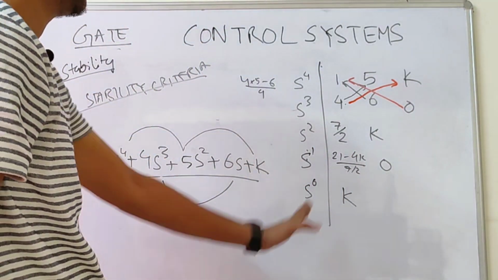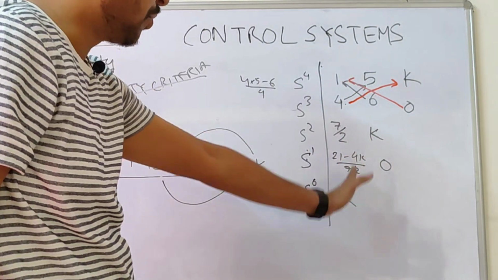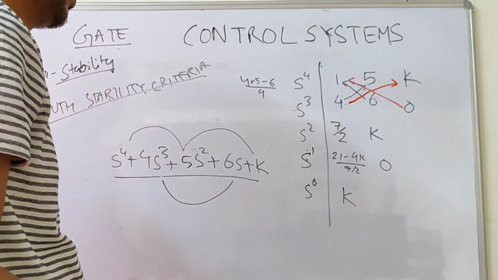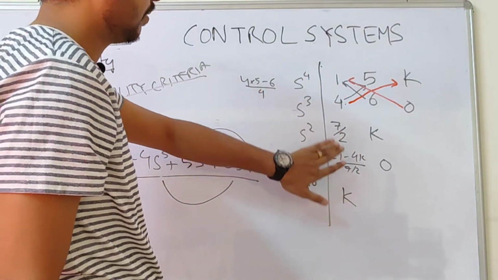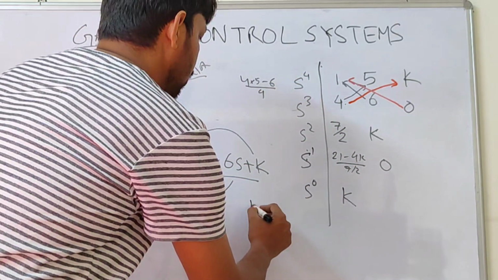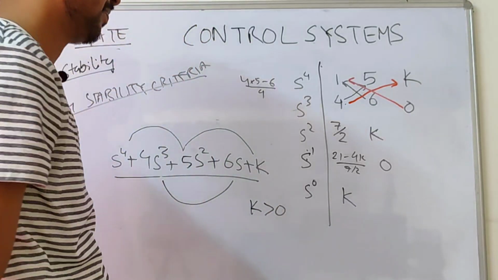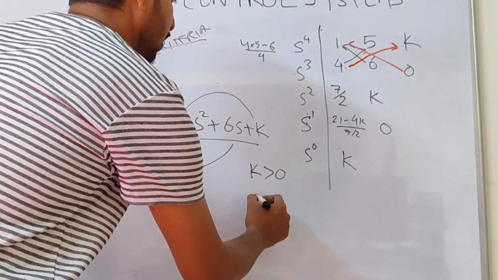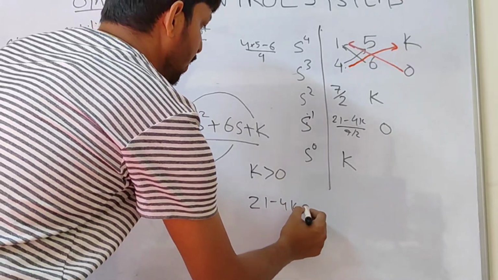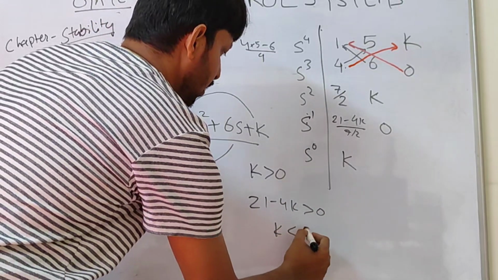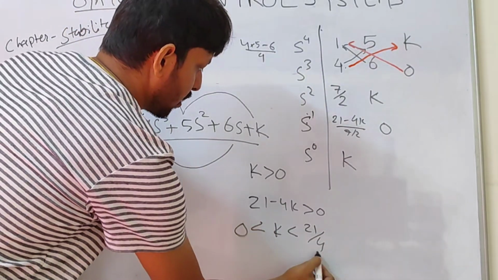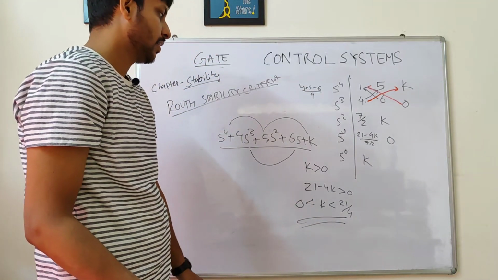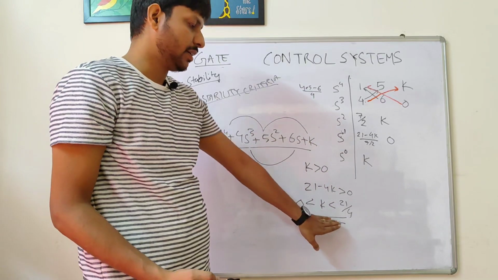Okay, now all of this first column should be of the same sign for the system to be stable, right? So these are all positive numbers, so k also has to be positive. So k has to be greater than 0. Also this has to be positive, right? So 21 minus 4k has to be greater than 0, which means k has to be less than 21 by 4. So ultimately this is the condition for k. For this system to be stable, k has to lie in this range.